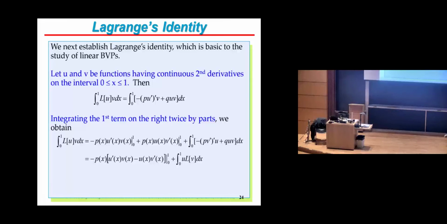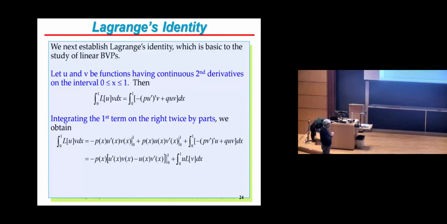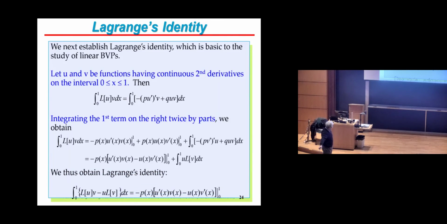Now, you have to believe me that if u and v satisfy the boundary conditions of the differential equation that we had in the previous slide, guess what is going to happen to this whole first term, if u and v satisfy the boundary conditions by a miracle of nature? What do you think is going to happen? They will disappear. They will go to 0, all right?